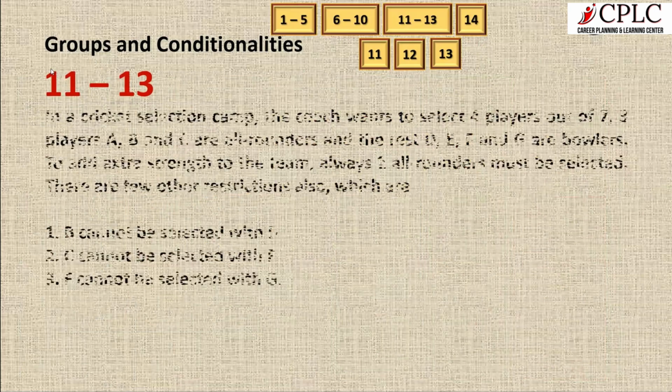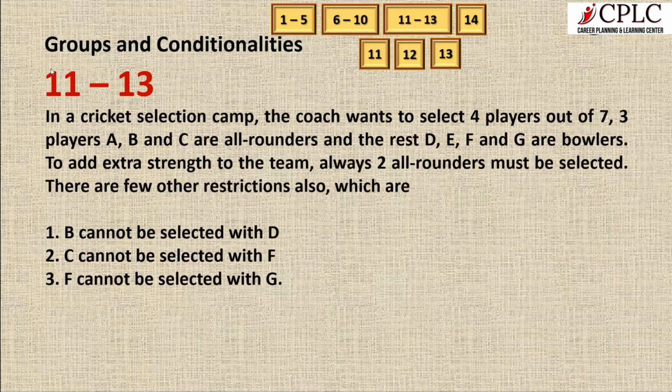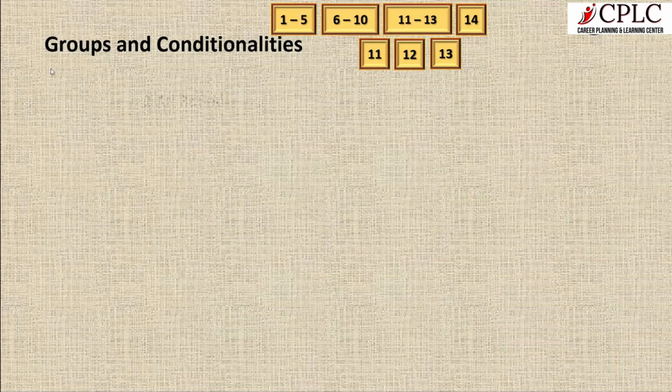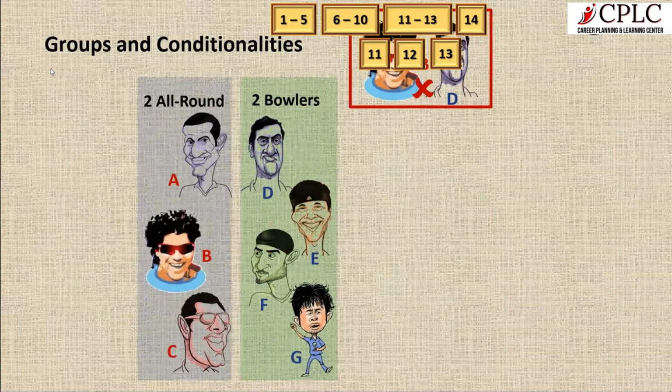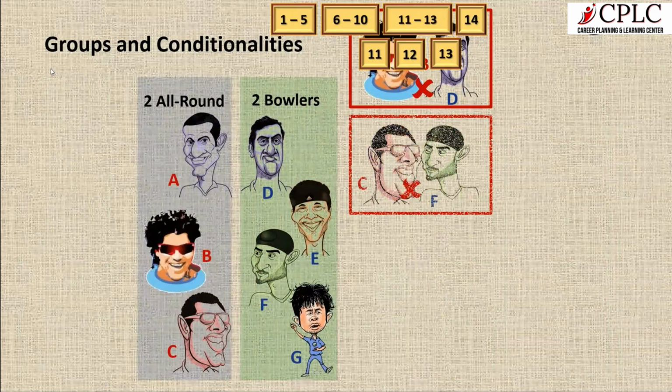Moving to the next set. In a cricket selection camp, the coach wants to select 4 players out of 7. 3 players A, B, C are all-rounders and the rest D, E, F and G are bowlers. To add extra strength to the team, always 2 all-rounders must be selected. There are a few other restrictions also: B cannot be selected with D, C cannot be selected with F, F cannot be selected with G. So we need 2 all-rounders and 2 bowlers, and these are the conditions.